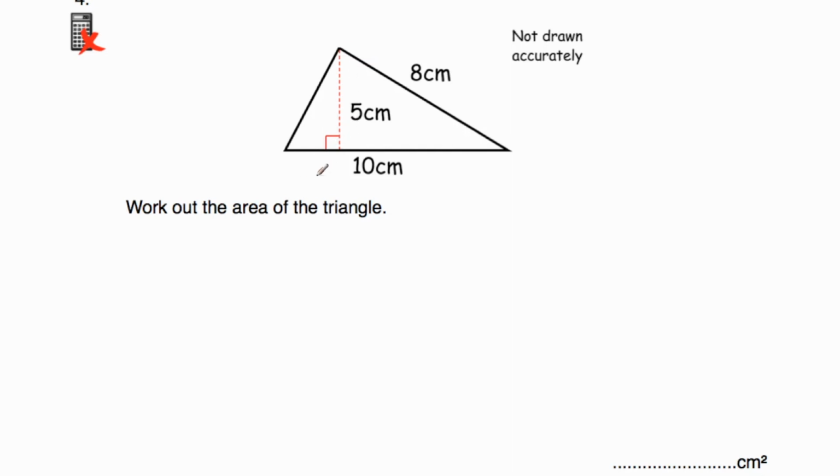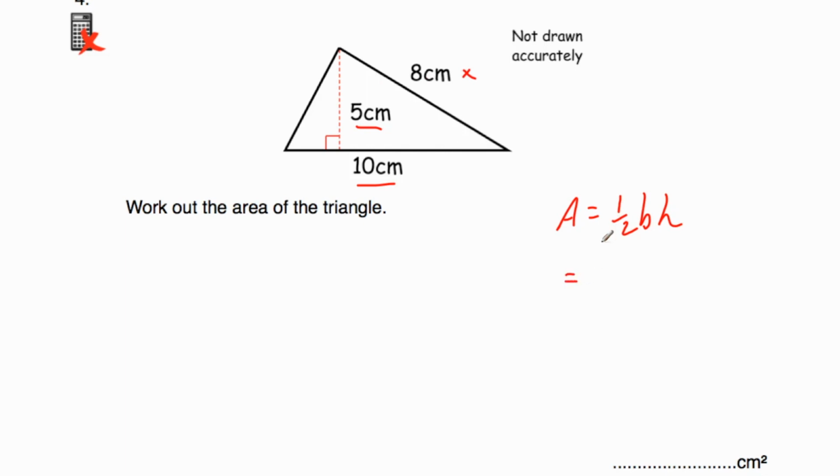So the area of a triangle is half the base times the height. So we need to find the base and the height of this triangle. The base of the triangle is 10 centimeters. The height of the triangle from the base up to the tallest point is 5 centimeters. So we're going to do half the base times the height. The length of this diagonal we're not going to be using as part of this question.